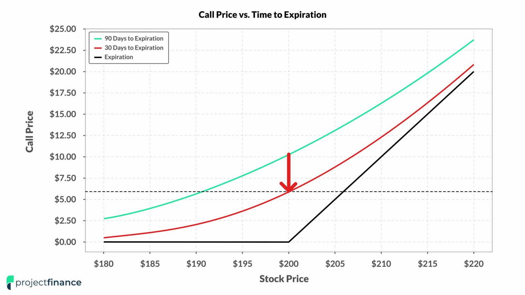And remember, a call will only be worth its intrinsic value at expiration, which is only positive if the stock price is above the strike price. And we can see that if we look at that expiration line, the line is only above zero if the stock price is above $200. So if I bought this call with 90 days to expiration and the stock price remained at $200 until expiration, the call's price would go to zero and I would lose 100% of the money I put into the option.